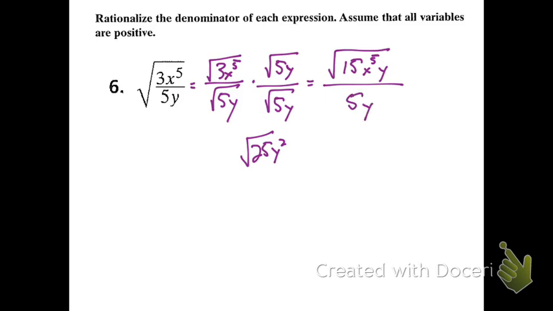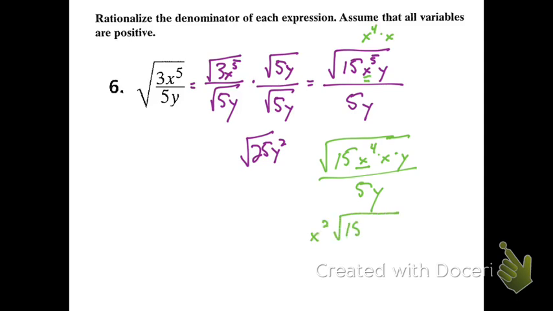Now, I'm changing the color because I have to look right there. You cannot leave it like that. X to the 5th is the same thing as x to the 4th times x. So if up top I had 15 and then x to the 4th times x times y, that's all over 5y, then I can take the square root of x to the 4th. The square root of x to the 4th is x squared. All right, and then when I have square root 15xy, and this is all over 5y. That is completely simplified. There's nothing more you can do to it.